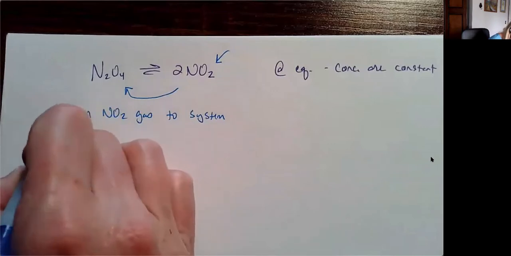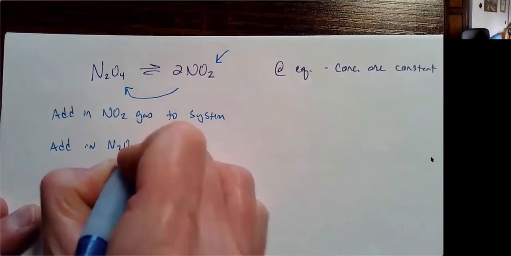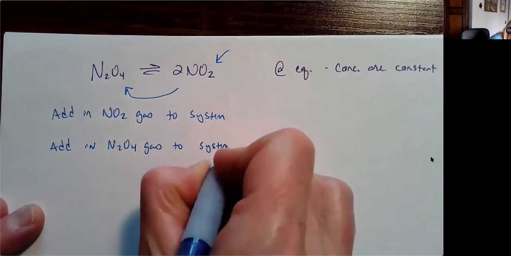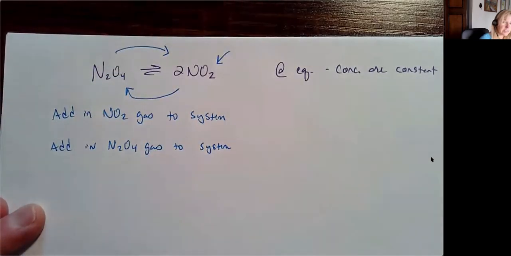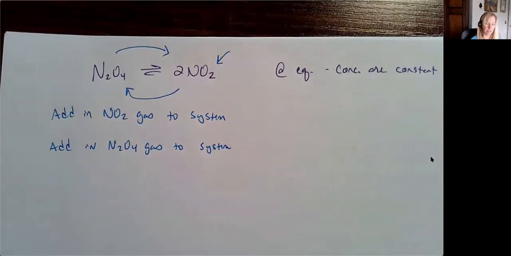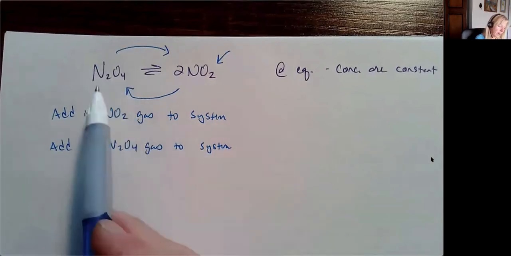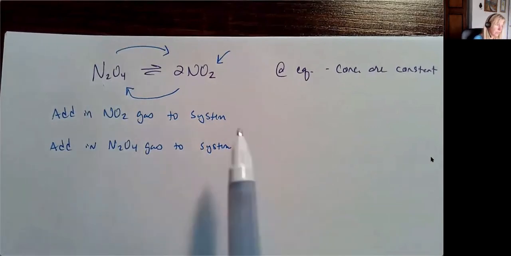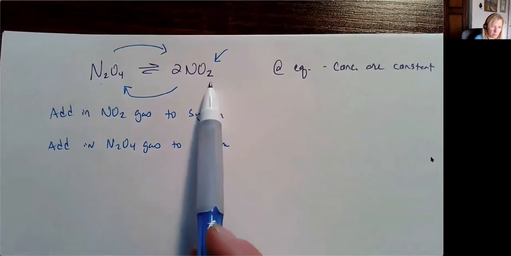If I add N2O4 gas to the system, that's going to shift it forward until it reestablishes equilibrium. I can force a reaction to go forward if I add more reactant, or I can force a reaction to go in reverse if I add more product.